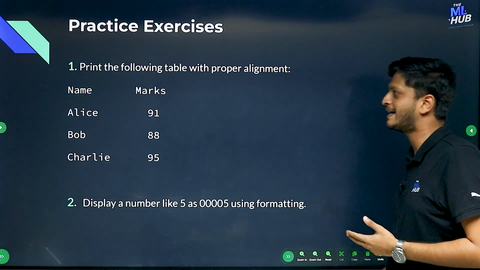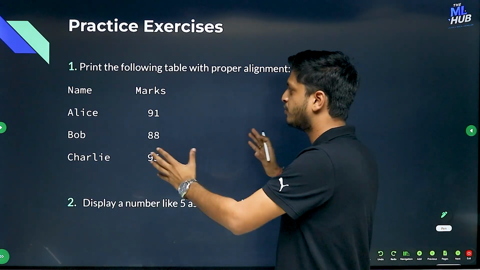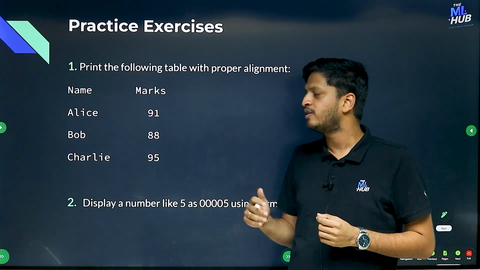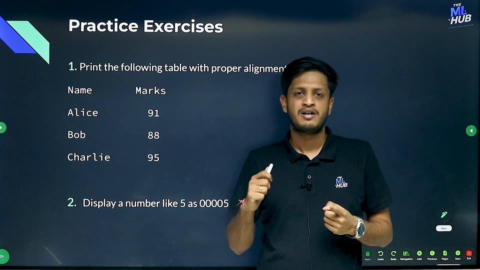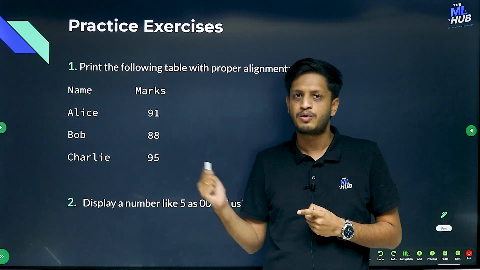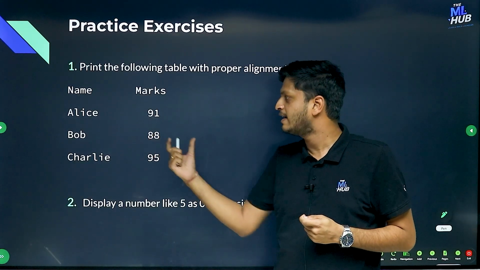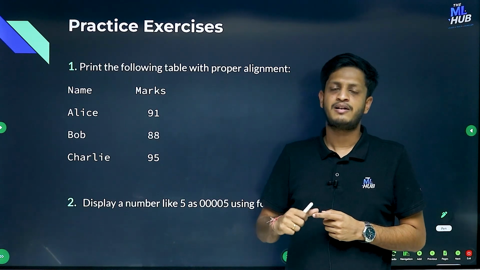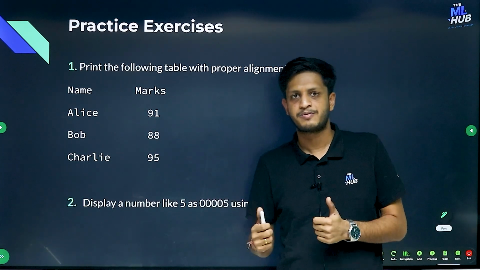Okay, these are some practice exercises. What if you want to print a beautiful table like this? You can try these exercises on your own. Since you have already learned, you can use any of the functions, using the f-strings or format function or percentage operator, to achieve this. There is some padding involved here as well. So try it on your own. In the demo at the end of this lecture, we will give you the solution to these problems as well.